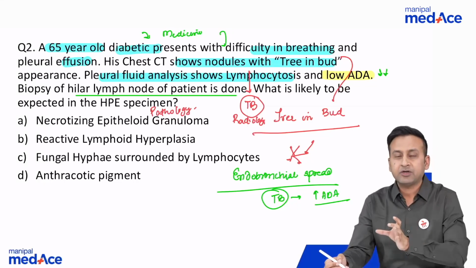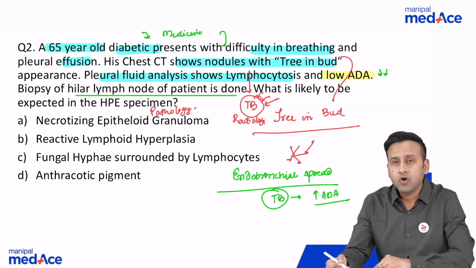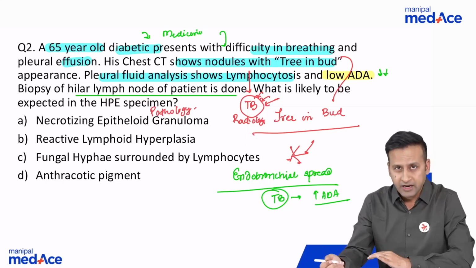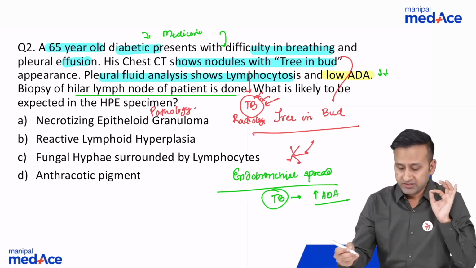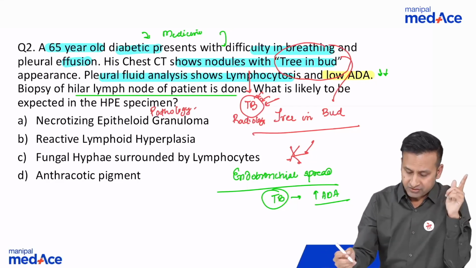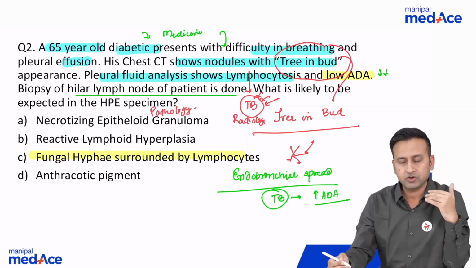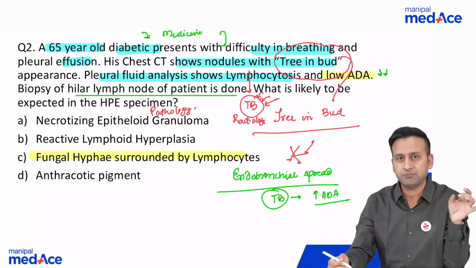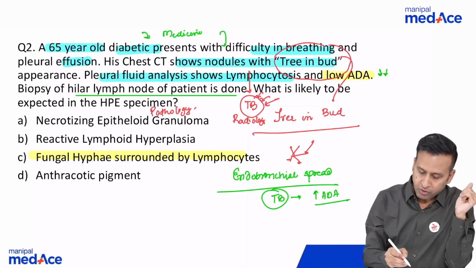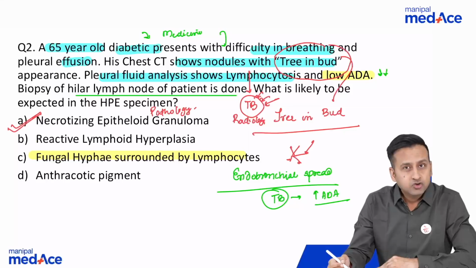So when we look at this particular question as a whole, the first differential still is tuberculosis in my opinion, because in our country, if you find anybody with fever, with pleural effusion, with lymph nodal enlargement, then the primary suspect is tuberculosis. And the icing on the cake is this tree in bud appearance, which we typically see in TB. One option which could be considered equally important is fungal hyphae surrounded by lymphocytes, because fungal infections can also present with similar picture with pleural effusion. Sometimes they can also present with nodules. But looking at the question as a whole, the most probable answer in this particular case has to be this necrotizing epithelioid granuloma secondary to tuberculosis.